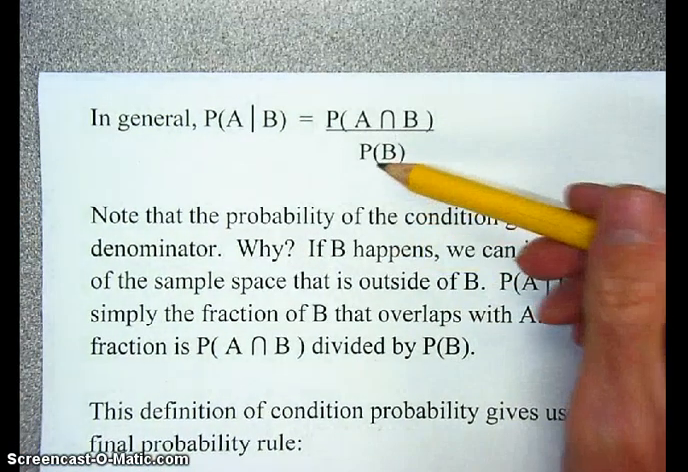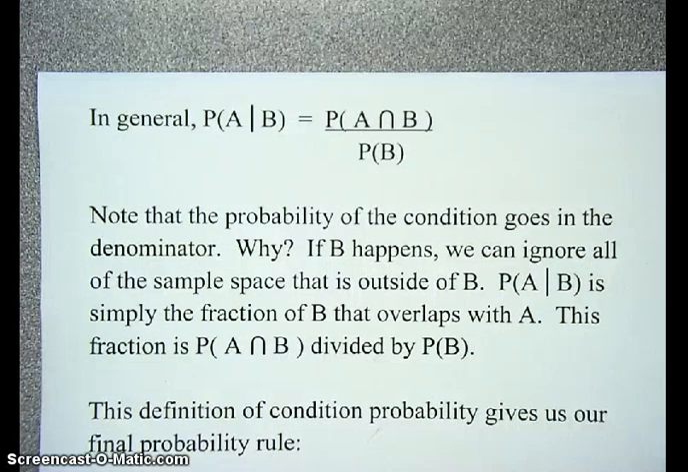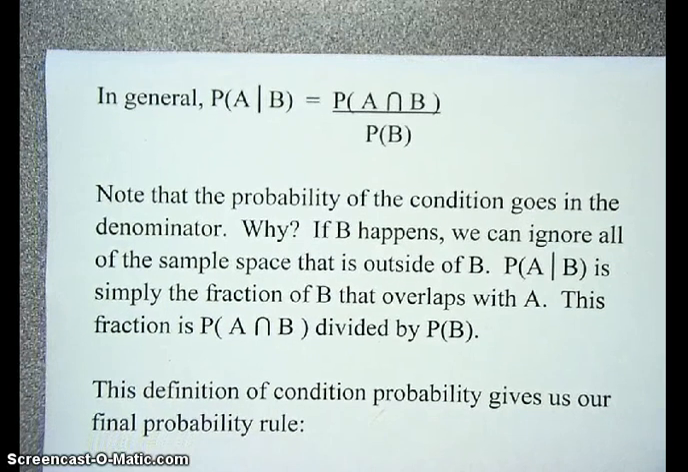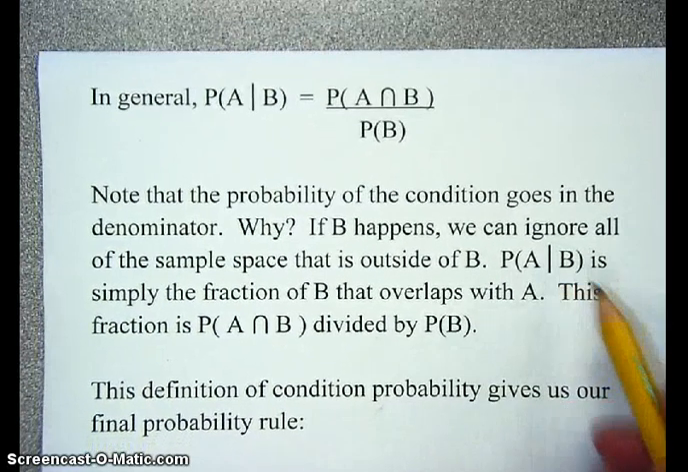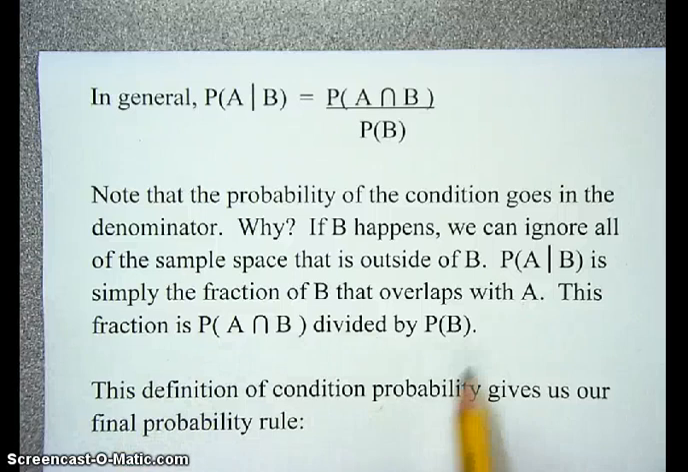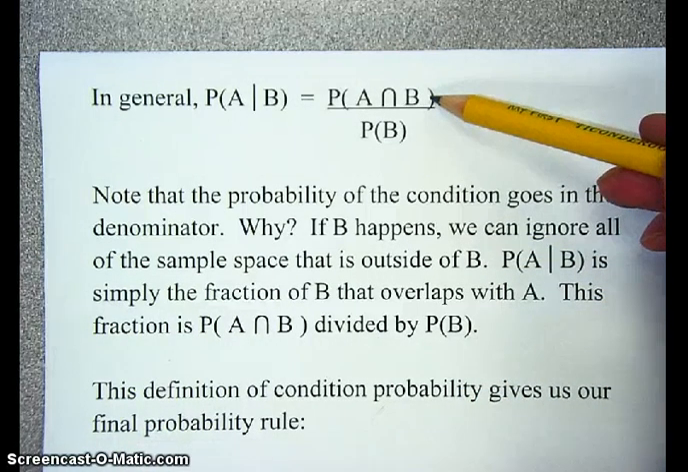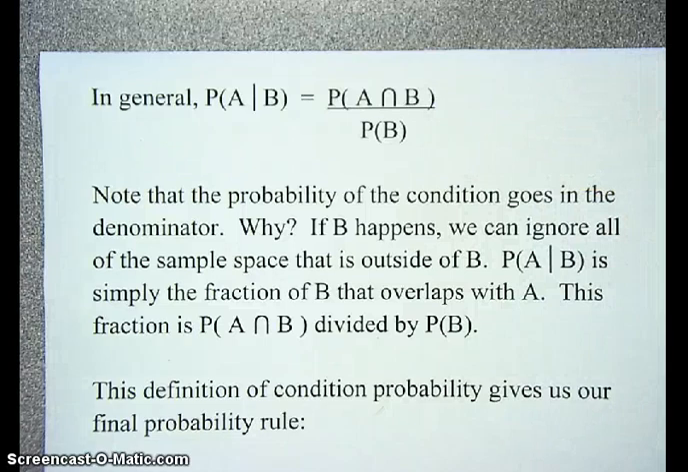When B happens, we can basically ignore everything else in the sample space outside of B. And the probability of A given B is going to be the fraction of B that overlaps with A. And that fraction is just this. Probability of A and B divided by the probability of B.